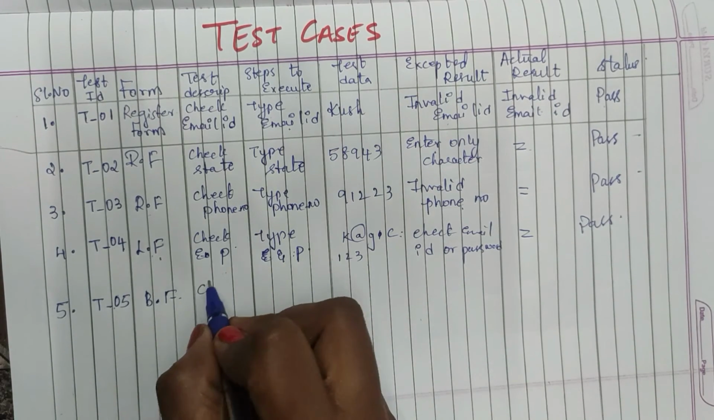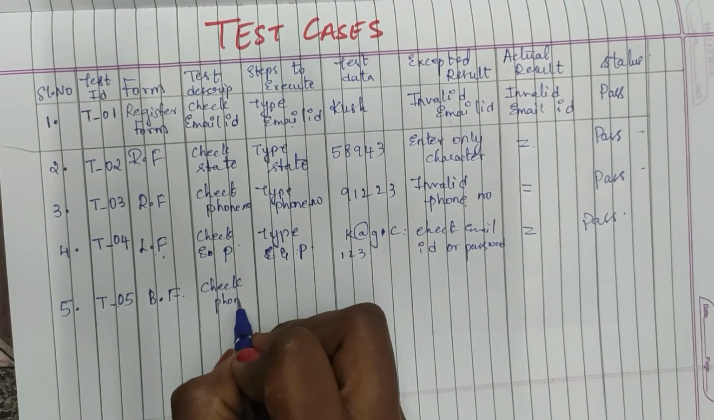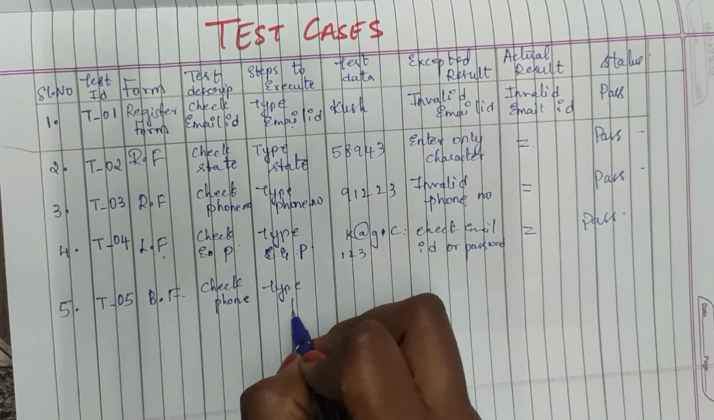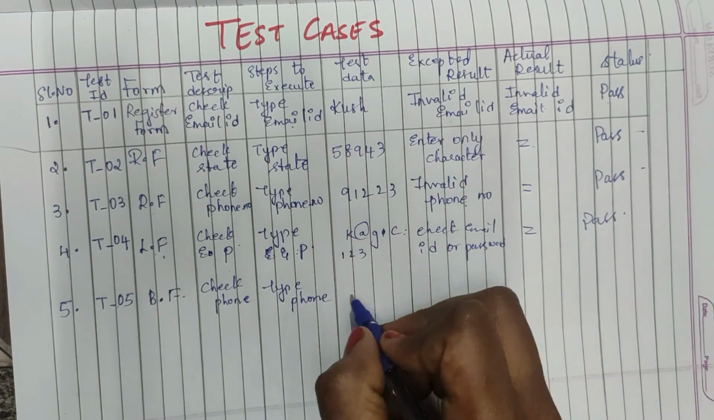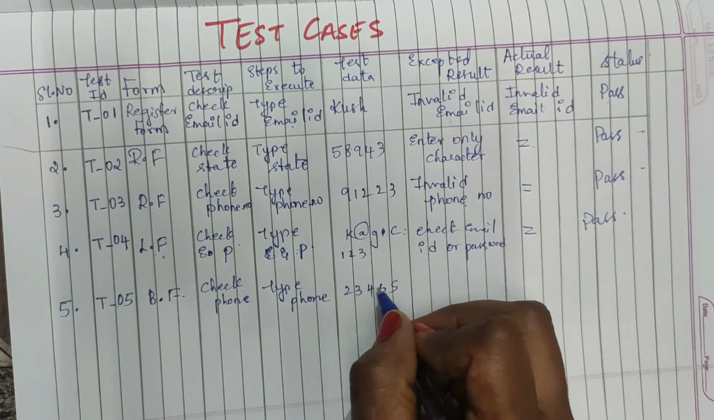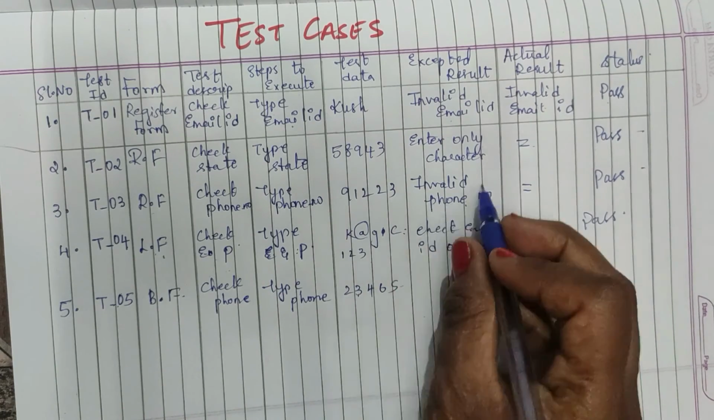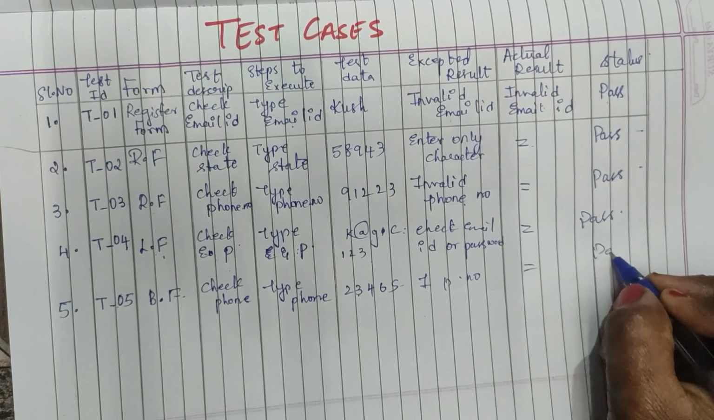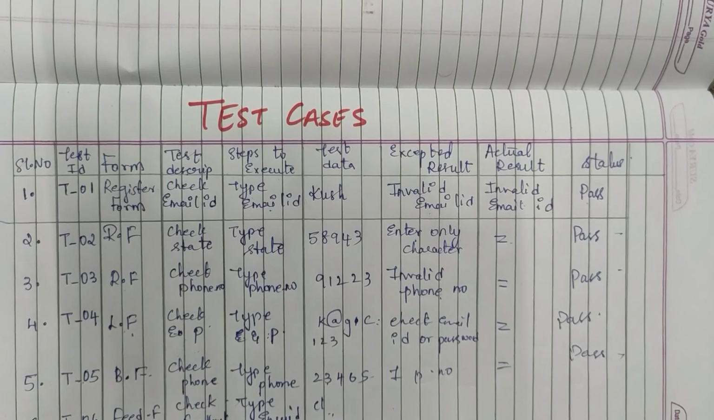In the billing form I am going to check the phone number. In the billing form we can give an alternative phone number, and then I will type the phone number. We will give a lesser number, a value less than 10. It pops up the same thing, invalid phone number, and then pass. Here I have written just 5 test cases. You can even write 15 to 16 test cases as per your form design.